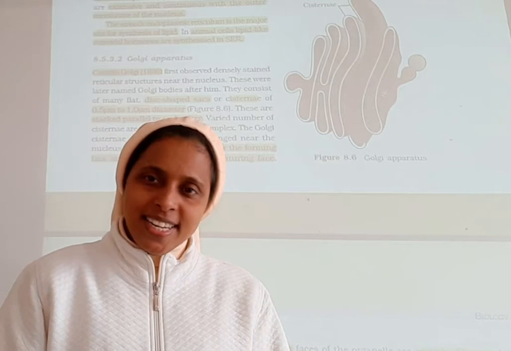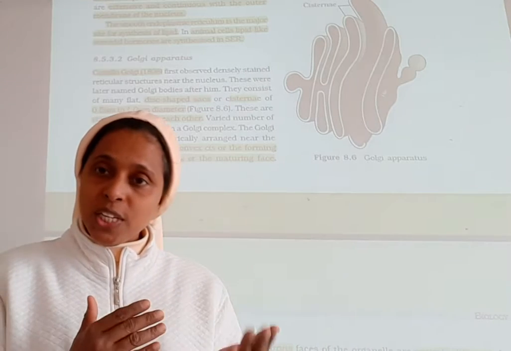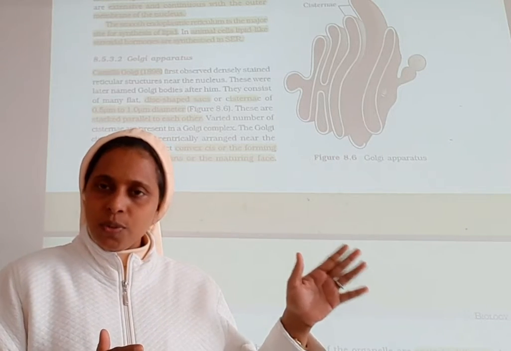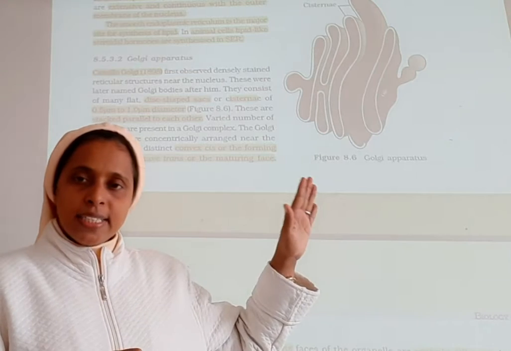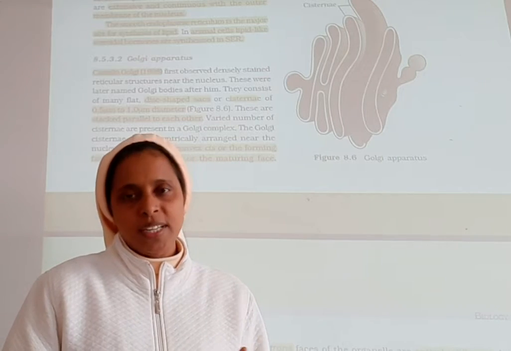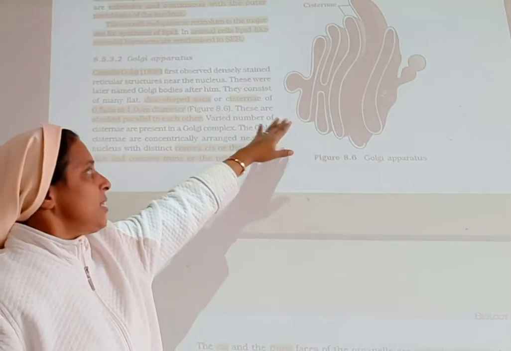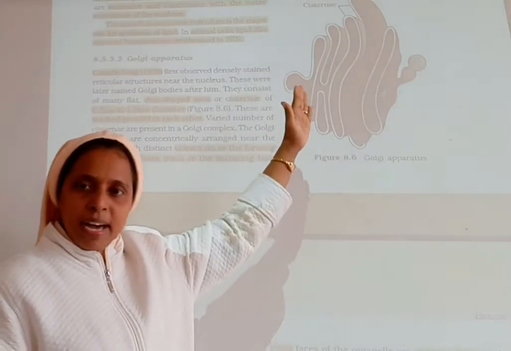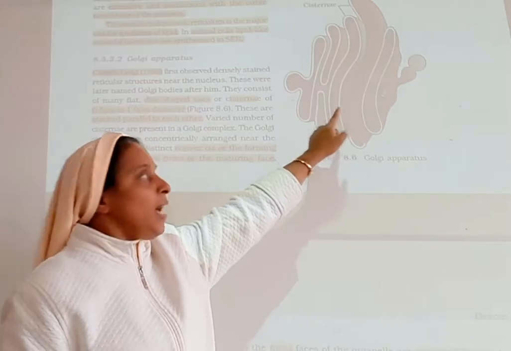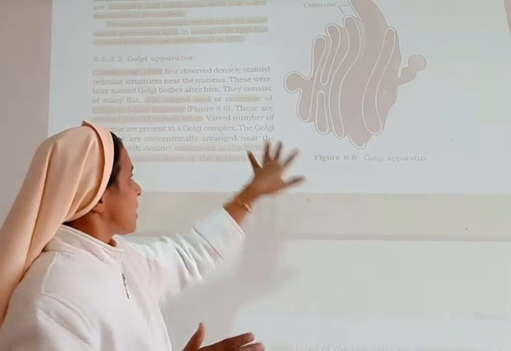Camillo Golgi, in 1898, observed densely stained reticular structures close to the nucleus. He observed them and named them after his name. That's why it is named the Golgi apparatus or Golgi bodies. In this one, the main important portion is the cisternae. As you can see here, the cisternae are disc shaped and stacked parallel to each other.